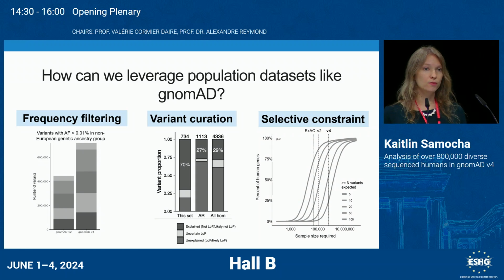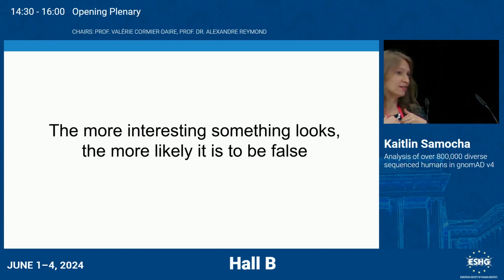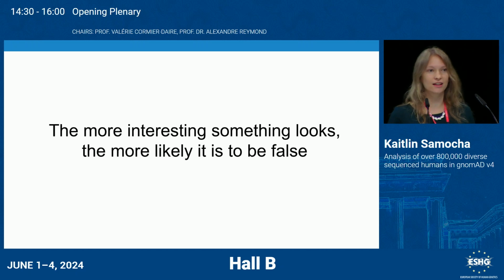So with that, we'll move a little bit into variant curation, which is really going to trip on my favorite science mantra, which is that the more interesting something looks, the more likely it is to be false. So you should really take that to heart in your life. It's something I think about all the time. But this holds for when you're looking at these population data sets. If something looks like it shouldn't be in there, maybe it's not.